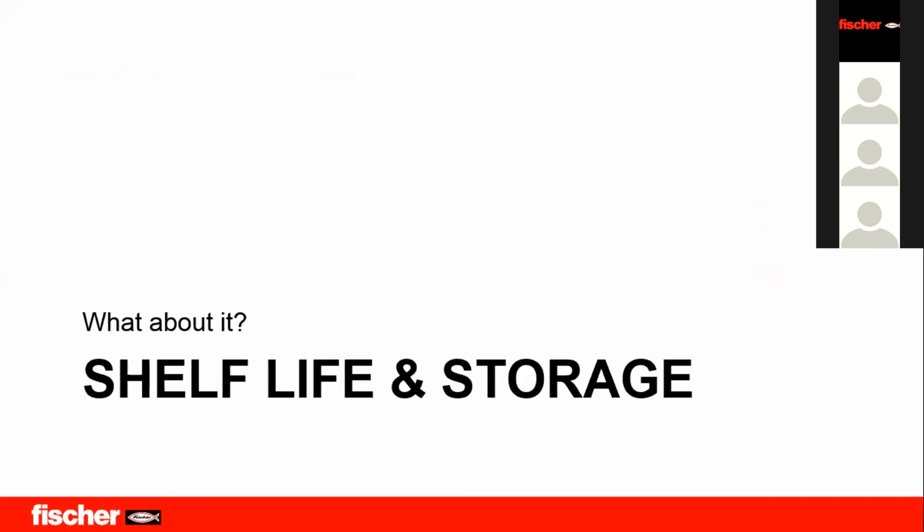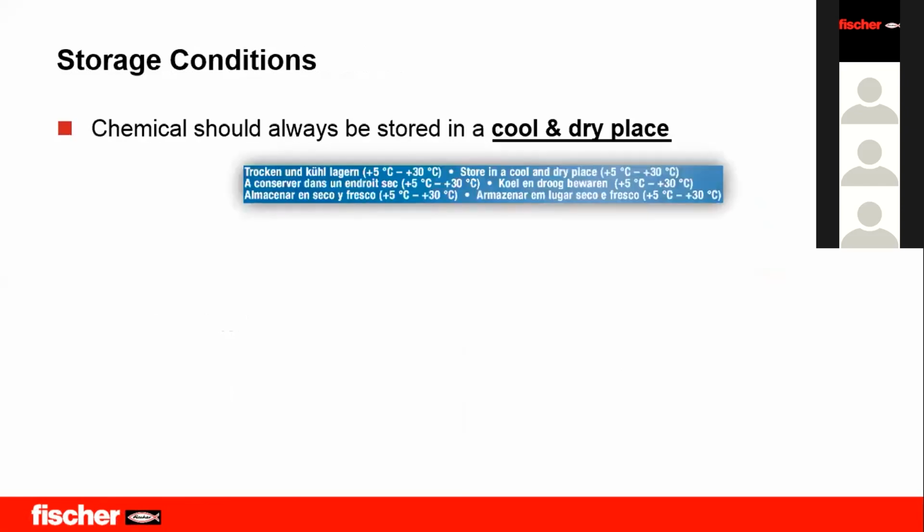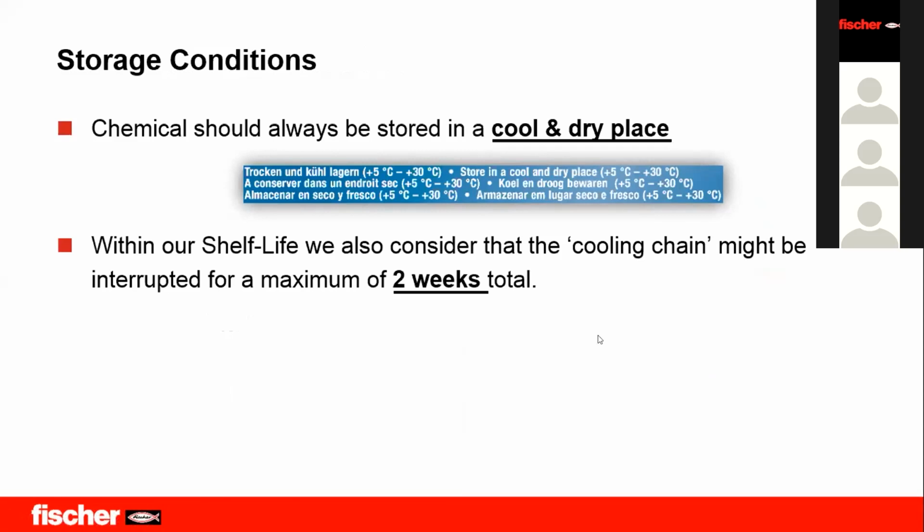Moving to the last factor: the shelf life and the storage. What is the shelf life? What is the longest shelf life that the chemical can be stored? There are some important points we should mention about it. The chemical should always be stored in a cool and dry place between 5 Celsius and 30 Celsius. Within our shelf life, we also consider that the cooling chain might be interrupted for a maximum of 2 weeks total.